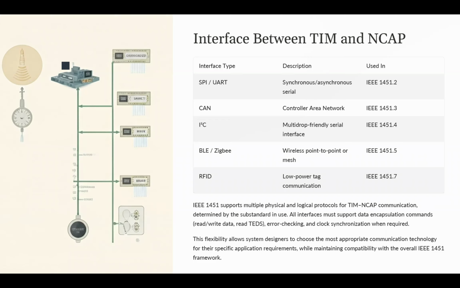Now, another type of interface is CAN, which Part 3 of this standard covers. And basically, it uses a CAN bus to support multiple TIMs sharing a common communication channel. So it's very suitable when we talk about a distributed system, like automotive or robotics or industrial automation networks. But that's not the limit.